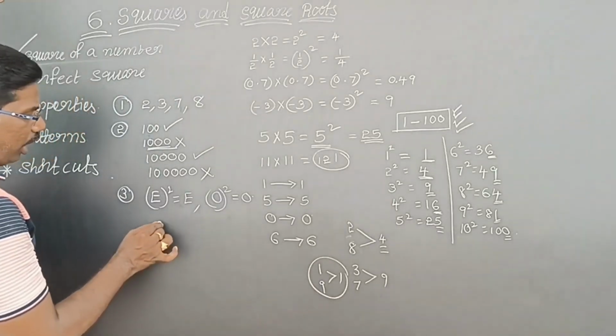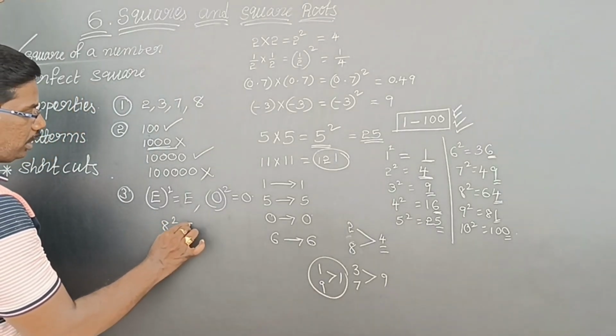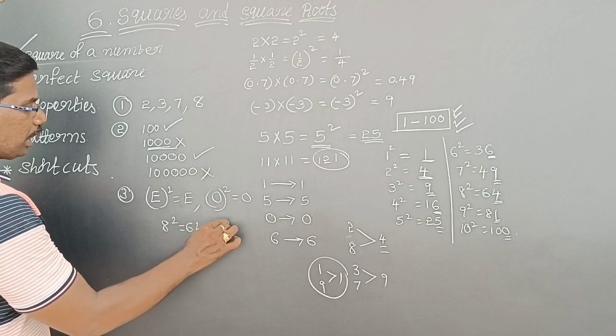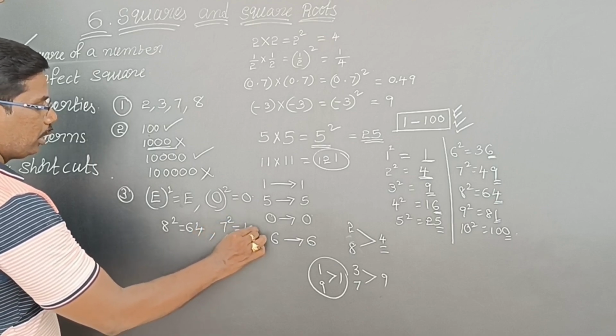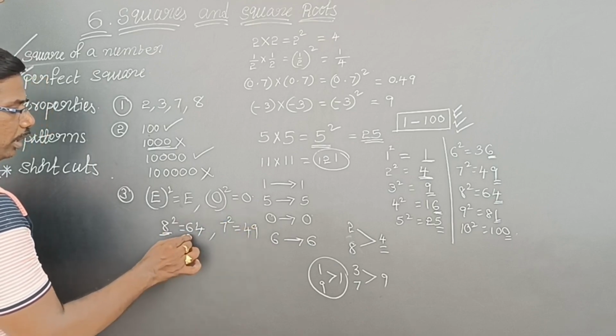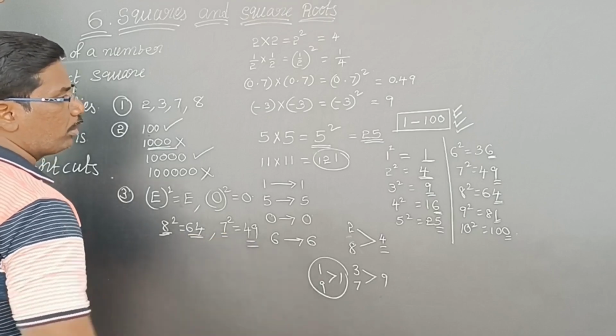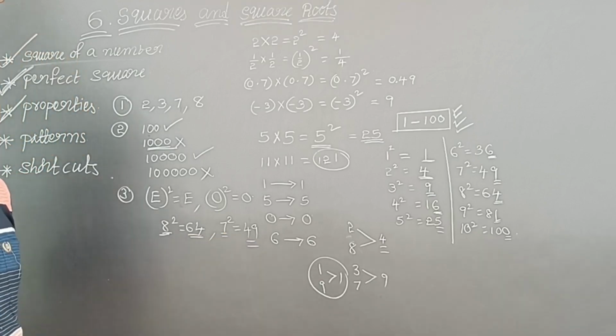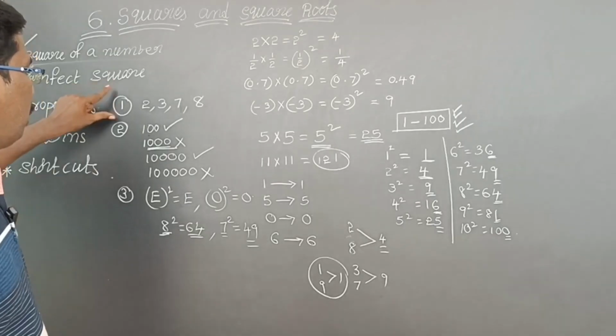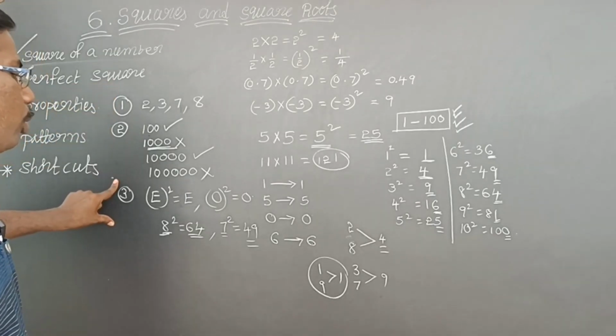For example, I am taking 8 square. So 8 square is 64. I am taking 7 square. 7 square is 49. See, I am taking an even number square, then I am getting an even number. I am taking an odd number square, then I am getting an odd number. So this is the first property, this is the second property, and this is the third property.